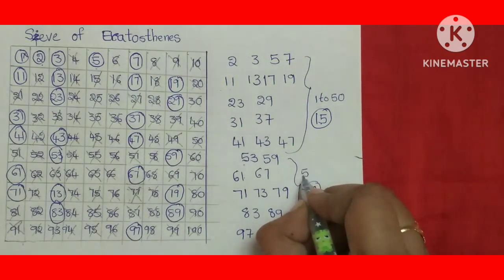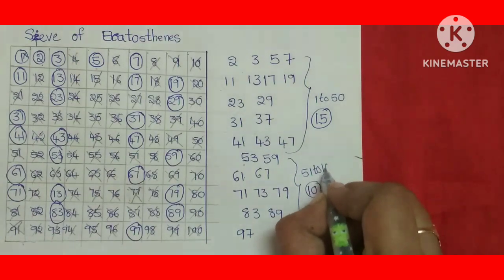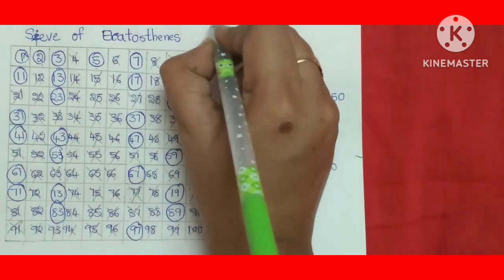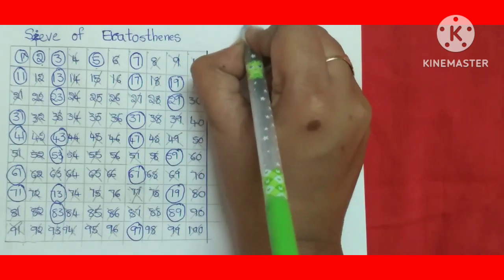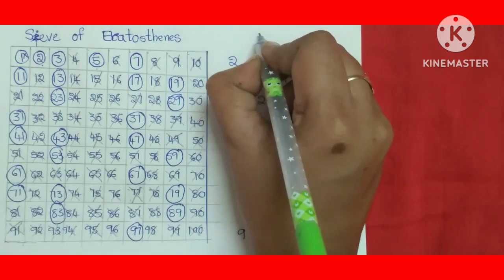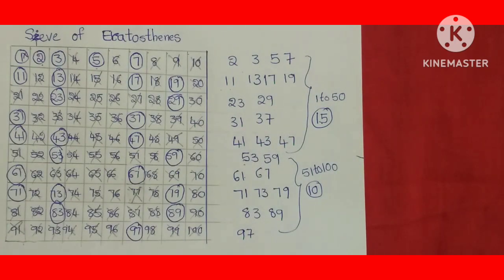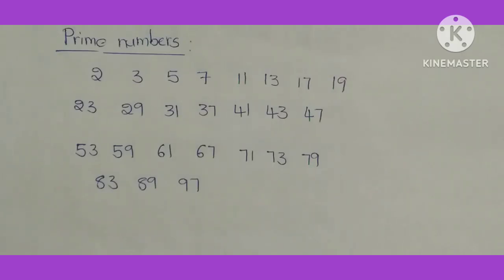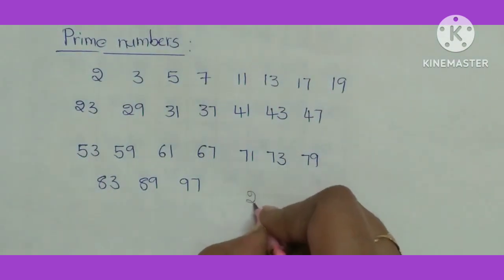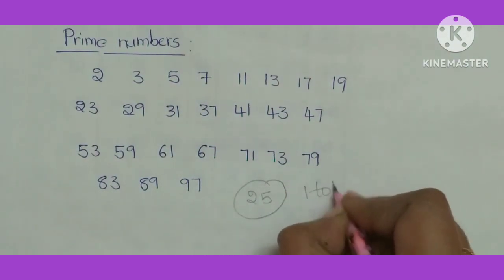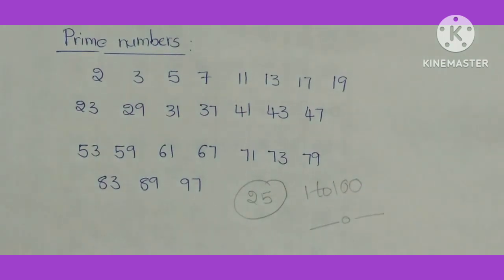If we clearly observe, from 1 to 100, we have a total of 25 prime numbers. These are useful for competitive exams, and by using the sieve of Eratosthenes, we find prime numbers from 1 to 100. The total prime numbers from 1 to 100 are 25.